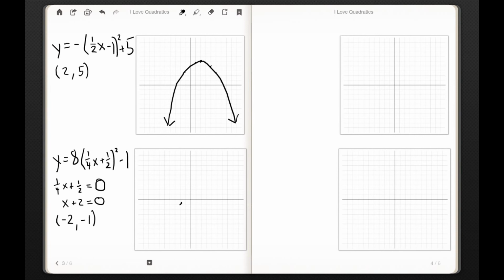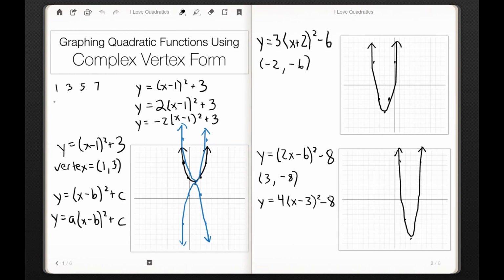So 1/4 is being squared, 8 is not. So we have 8 times 1/4 squared. 1/4 squared is going to be 1/16th times 8 will be 8/16, which is 1/2. So we're going to be multiplying these numbers by 1/2. So we'll get 1/2, 3/2, 5/2, 7/2, just like that.